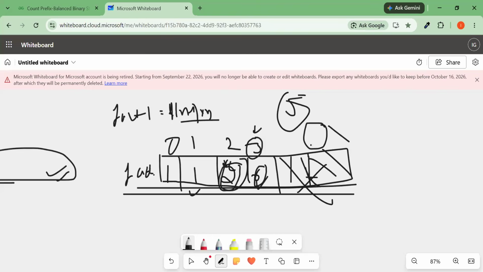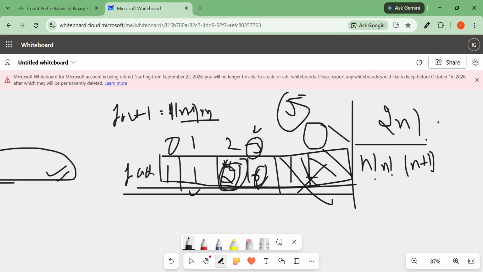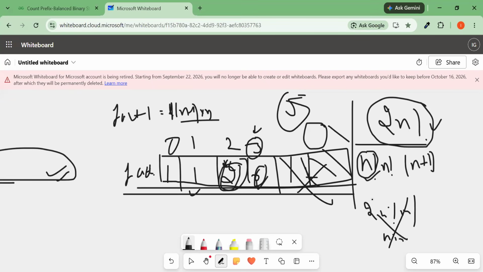Now the important logic is this: the Catalan number is 2n factorial divided by n factorial, n factorial, and n plus 1. If you are calculating 2n factorial and n factorial, you cannot divide them directly, because it will give an unexpected result since we have to take the modulo. 2n factorial could be a very large number and n factorial could be a very large number. We cannot divide their modulos directly. We cannot do 2n factorial modulo m divided by n factorial modulo m. This does not work. So how can we do that?